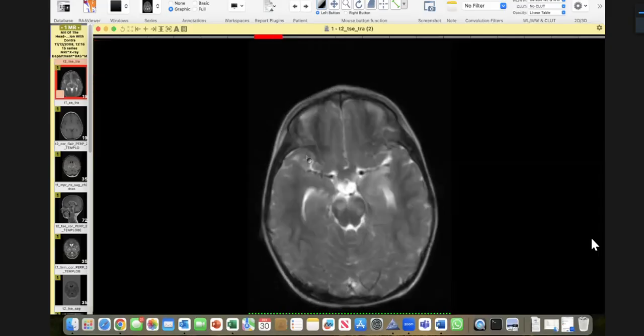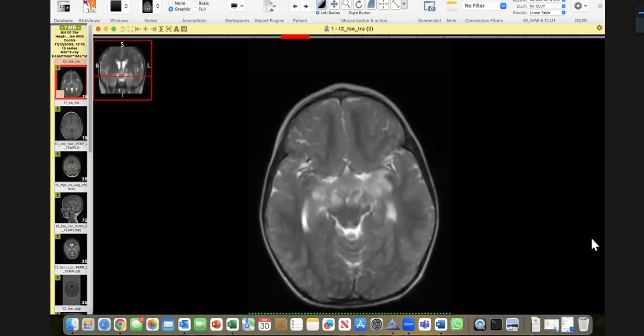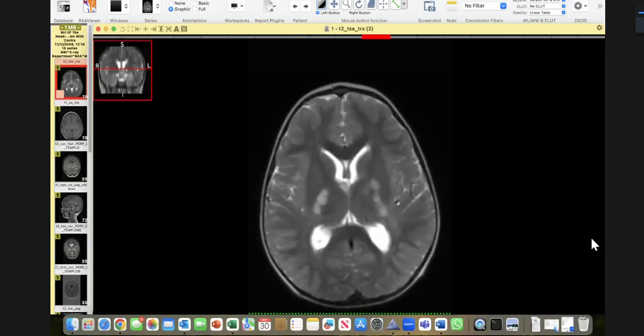So this is the case where you can see all of this bilateral symmetrical high signal. In the chat, has anybody got the diagnosis? Have you got the diagnosis in the chat?